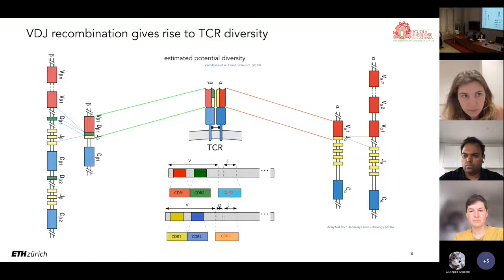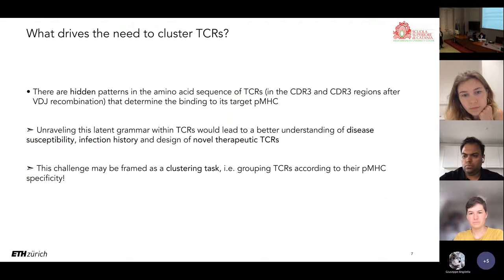And if we zoom into the receptor segment, the variable, diversity and joining segments, we may notice that there are also some subregions that are called CDRs, or complementarity determining regions, 1, 2, and 3. The latter of those, CDR3, is the most important in driving complementarity of the TCR to its target peptide-MHC complex. And it may have become apparent by now that there are even paired patterns in the amino acid sequence of TCRs, especially in the CDR3 alpha and beta regions after VDJ recombination, that allow the TCR to bind to the specific pMHC.